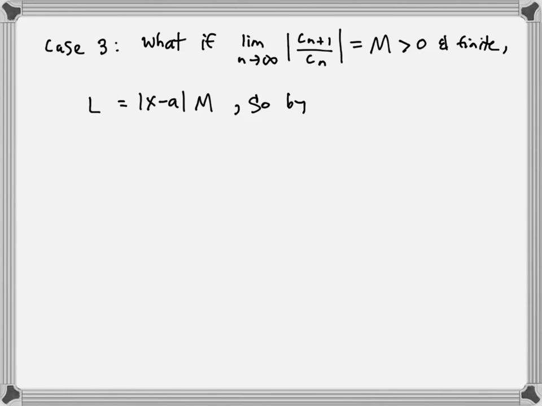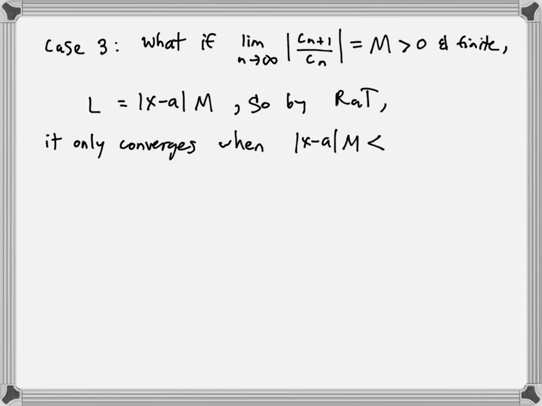This is actually going to mean that this guy, by the ratio test, only converges when that limit is less than 1, which is equivalent to the absolute value of x minus a is less than 1 over m. So what did we just find? We found that this is convergent at some interval about a.